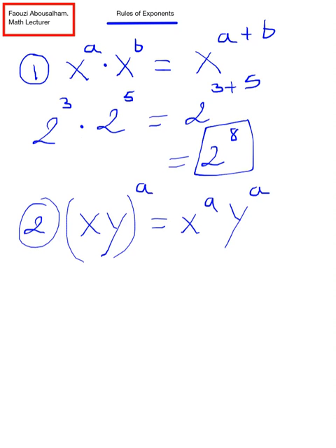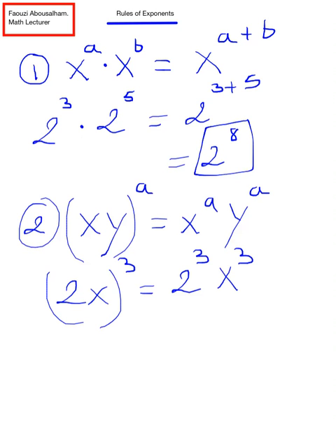All right. For example, we get 2x cubed, right, to the third power. So it means 2 cubed times x cubed, right? 2 to the third power times x to the third. Now this is going to be 8x cubed. Okay.